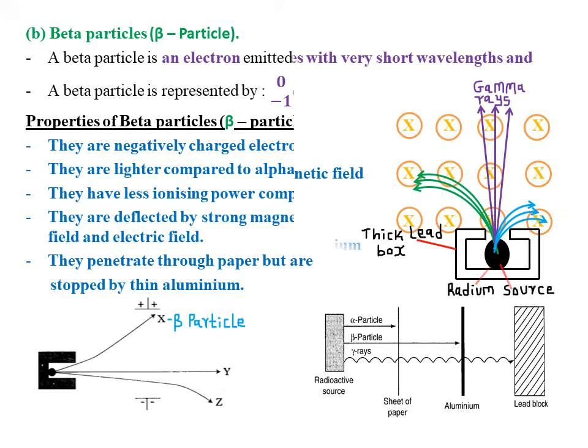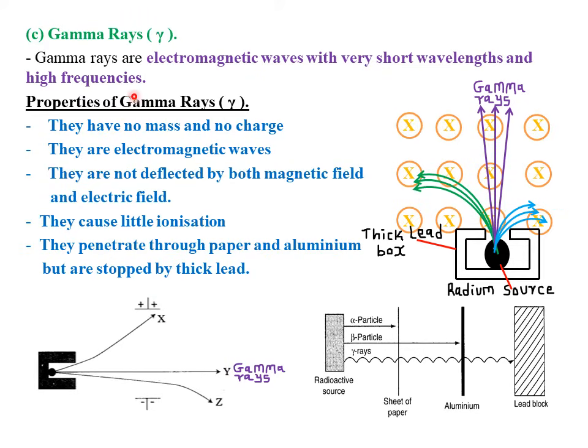Next, we look at the third and the last type of radiation, which is called the gamma radiations, or simply put, the gamma rays. So what are gamma rays? Gamma rays are simply electromagnetic waves with very short wavelength and very high frequencies. Remember, we defined electromagnetic waves in Form 2 under a topic called Waves 1, whereby we said that electromagnetic waves are those waves that do not need any material medium in order for them to be transmitted.